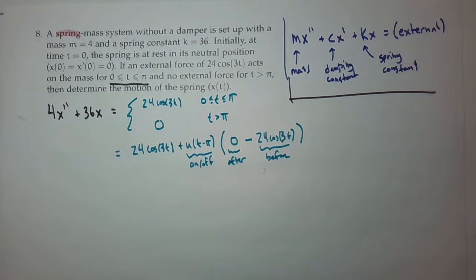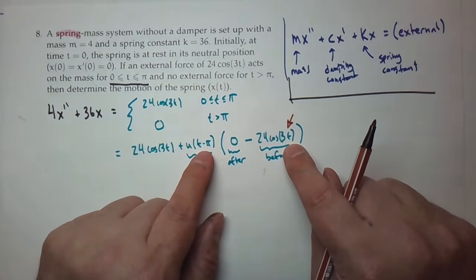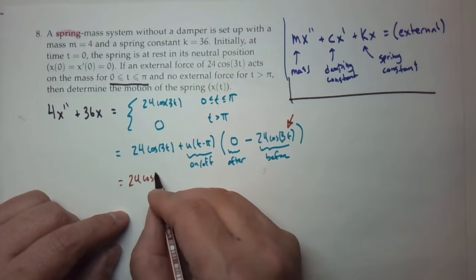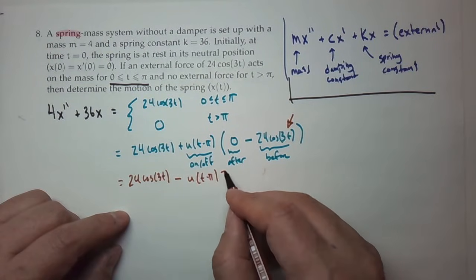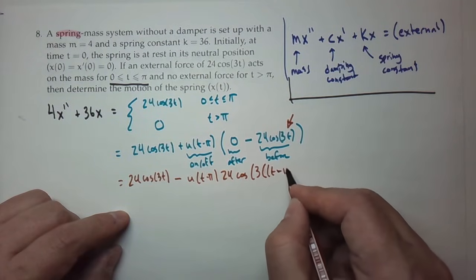Okay. Are we ready now to take the Laplace transform? No, we're not, but we're so much closer. What's our issue? It's over on this part. What's wrong with this t? Yeah, it's not t minus pi. It's just t. Okay, so we've got to fix that. 24 cosine 3t, subtract u of t minus pi, and there's a 24 cosine, and we'll do our classic. This is 3 t minus pi plus pi.